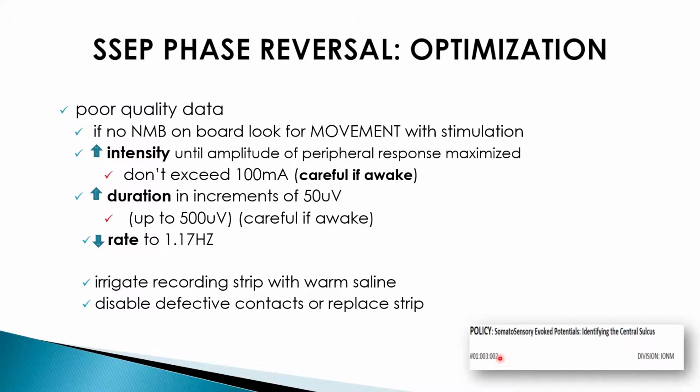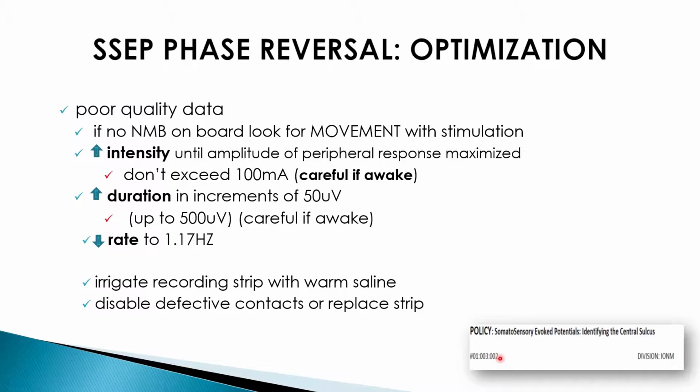Let's talk about optimizing this response. If you have poor quality data, if there's no neuromuscular blockade on board, look for movement with stimulation. Make sure those fingers are twitching. You can increase the intensity or increase the duration, but you've got to be careful because sometimes these cases are done with the patient awake. And if they perceive any pain, of course, you're going to get an increased muscle activity. You also can decrease the rep rate to try to enhance that cortical response. If there's a lot of noise, it could possibly be that the area needs irrigated with warm saline that might have dried out.